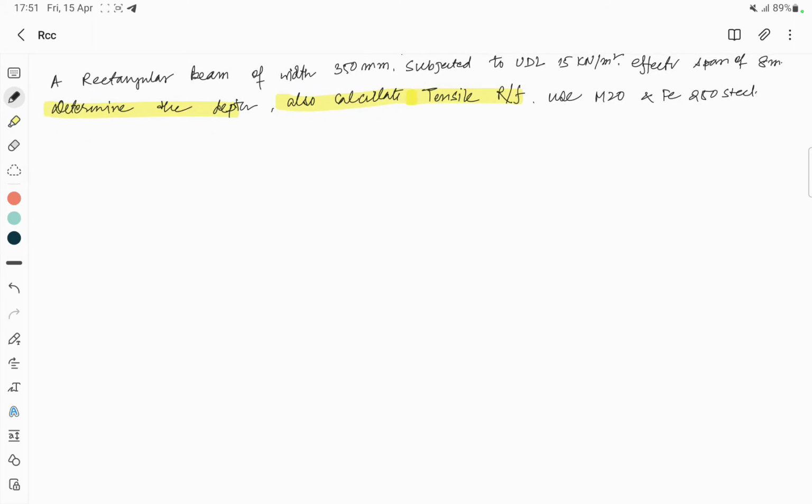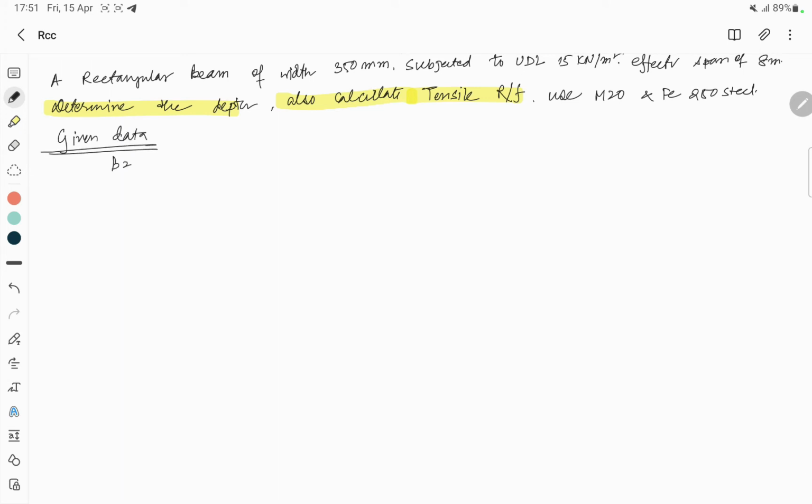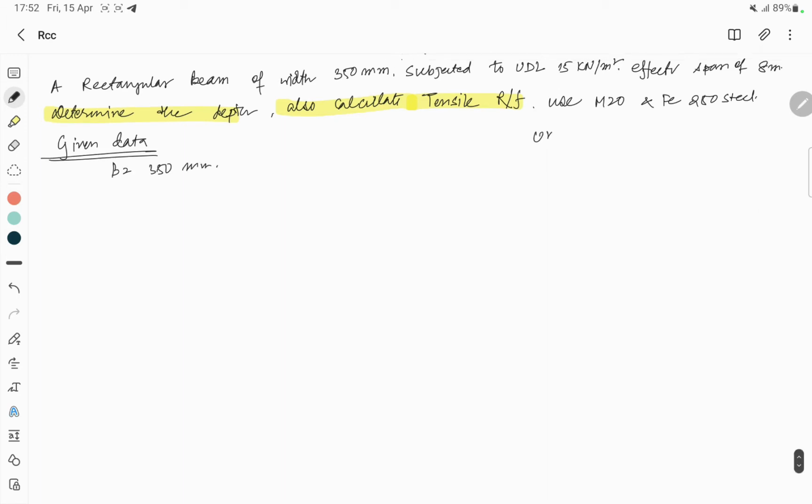For solving this maths, first we find out what is the given data. Here the given data is B, that is 350 mm. And what is the unknown data? Unknown data is D and AST. And there is a UDL of 15 kilonewton per meter.